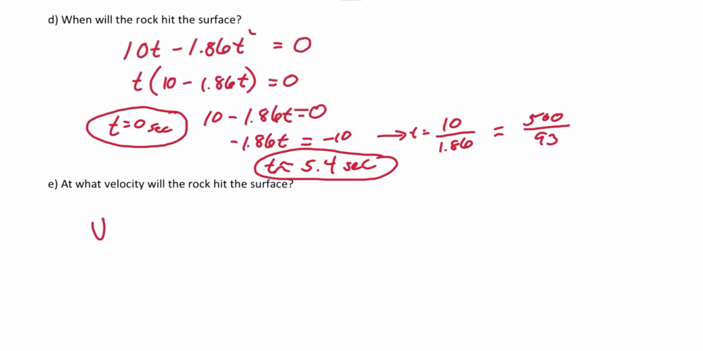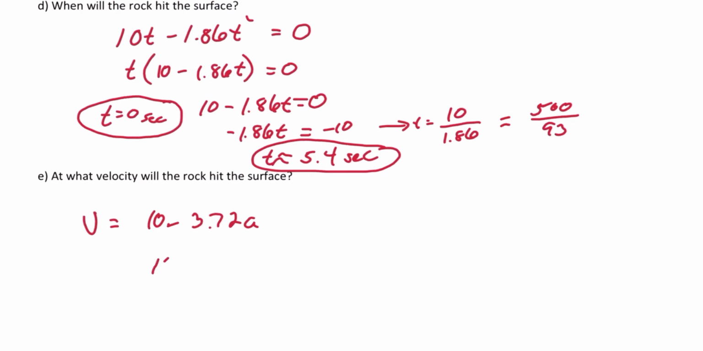Earlier we found that the velocity is 10 minus 3.72a for seconds. So we want to know what that is when your time a is, let's use the exact value so we don't get rounding errors. So it looks like we get -10, and that will be meters per second.